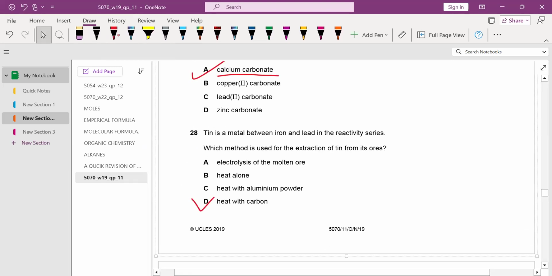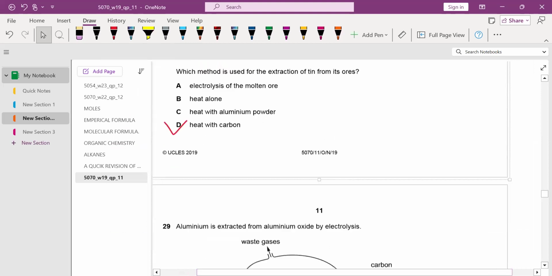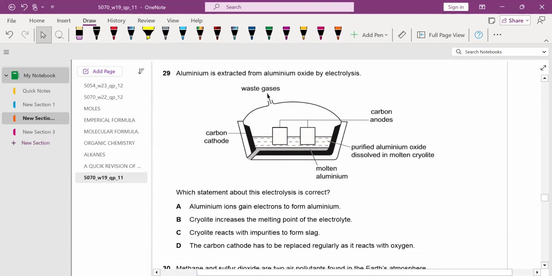Question number 29. Aluminium is extracted from aluminium oxide by electrolysis. The diagram is given. Carbon anode and carbon cathode are used, meaning carbon electrodes are used. Then molten aluminium, and purified aluminium oxide dissolved in molten cryolite. So which statement about this electrolysis is correct?